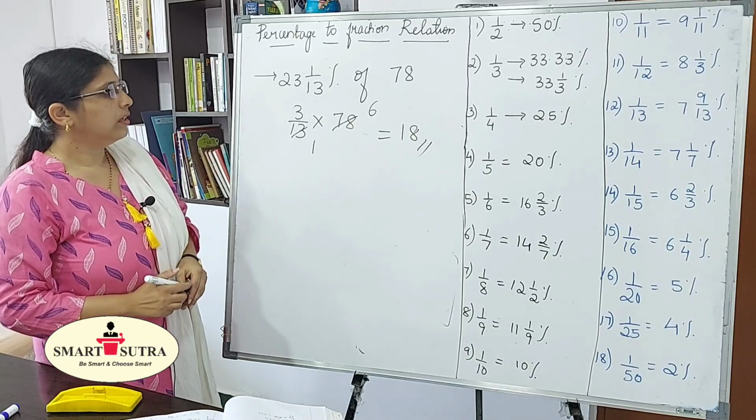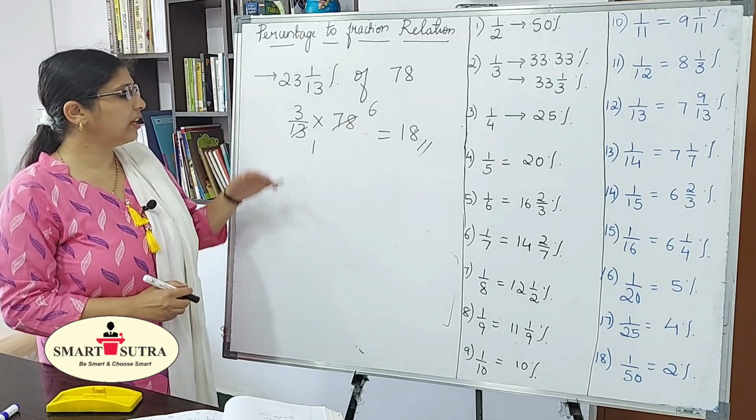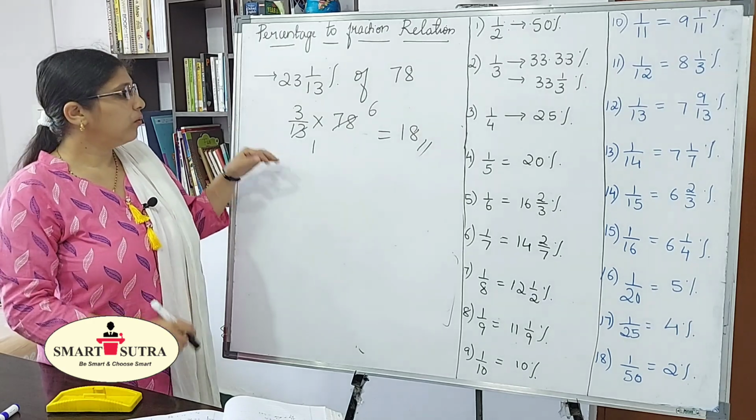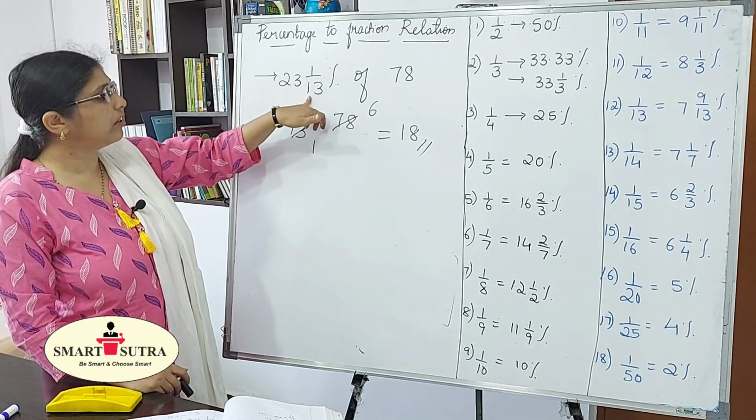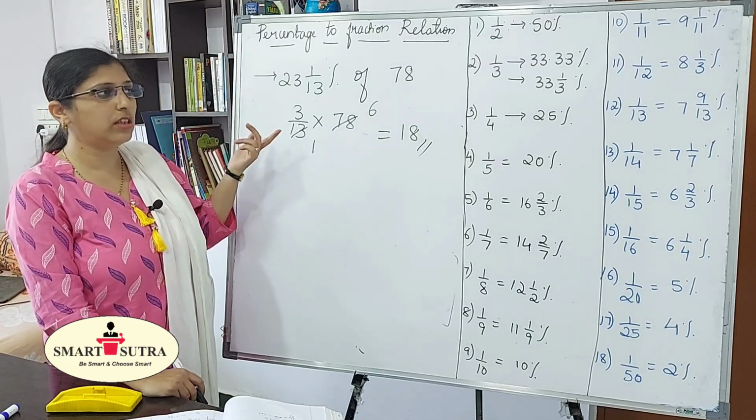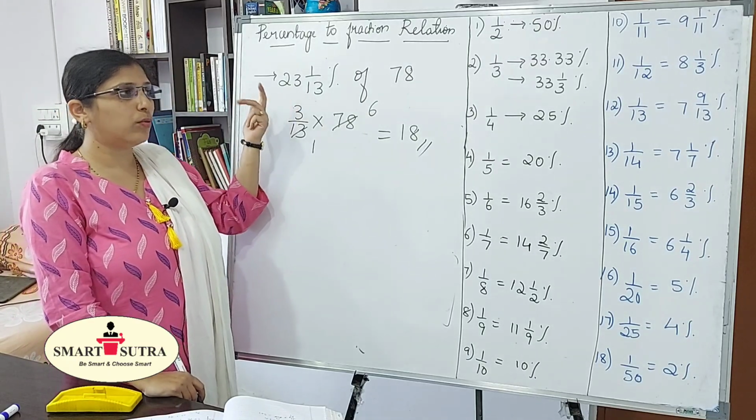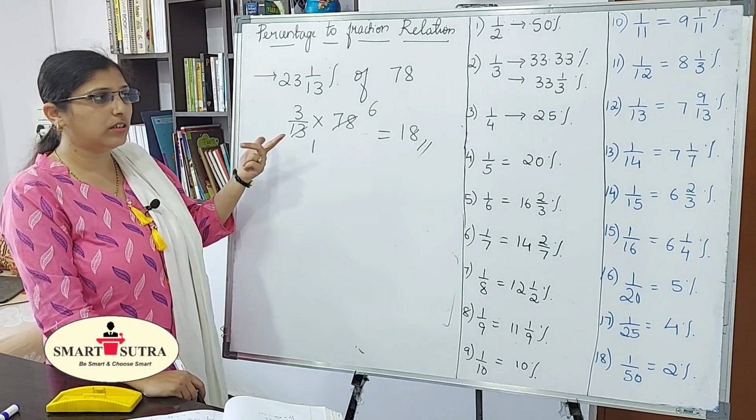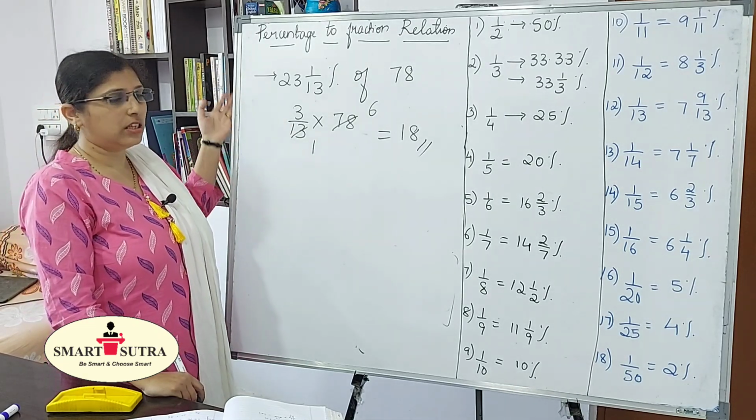This will come by practice. Don't think that we have to learn it by heart. As you go on practicing more and more problems, you will remember. As soon as you see 13 in the denominator, you will think of a multiple of 13, and the value of 1 by 13 is 7 9 by 13, and you can solve it easily.